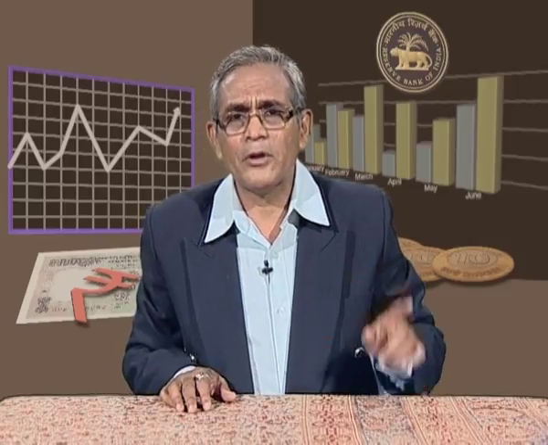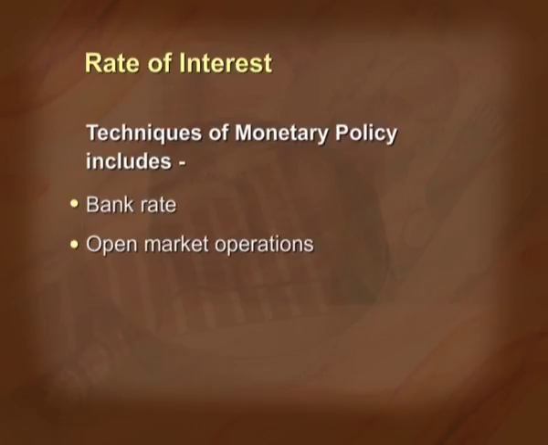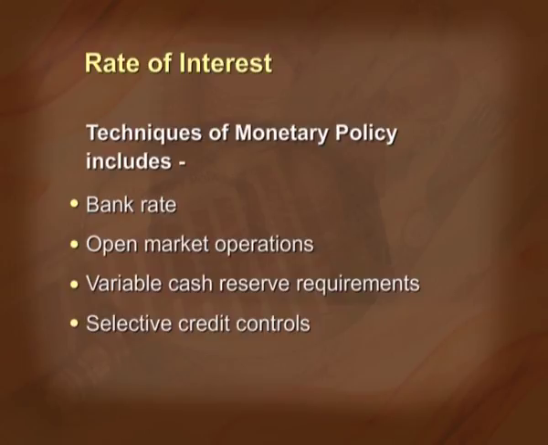In India, RBI adopts different policies for different seasons, which can be called as variable monetary policies. The techniques of monetary policy are similar to the techniques of credit control at the disposal of the central bank. The techniques of monetary policy thus include bank rate, open market operations, variable cash reserve requirements and selective credit control.